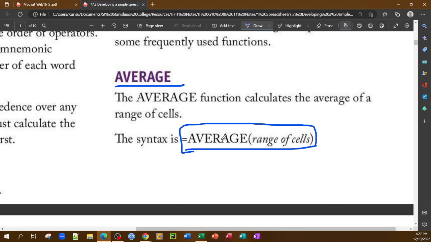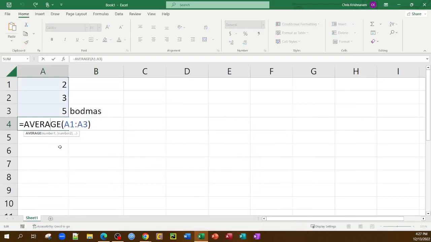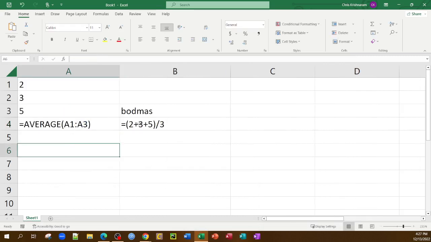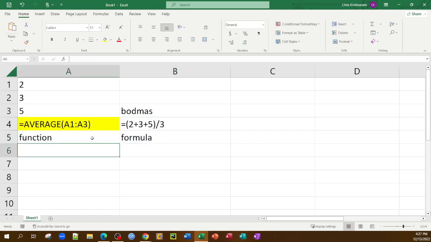Now, as I was saying, if you notice the average function or any function, you do not need to put in any operator. On the left hand side here, I did not need to put in any addition sign or any division sign. All I needed to do is give it its value, to say simply, these are the values that you need to calculate the average for. So this is the difference between a function and a formula, and I need you to remember that.